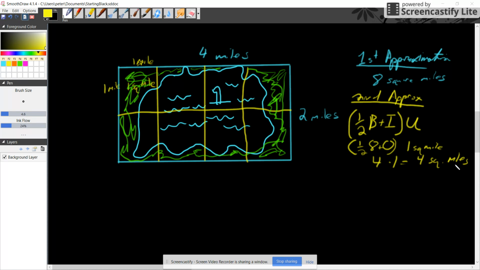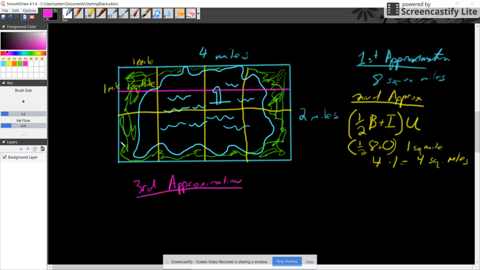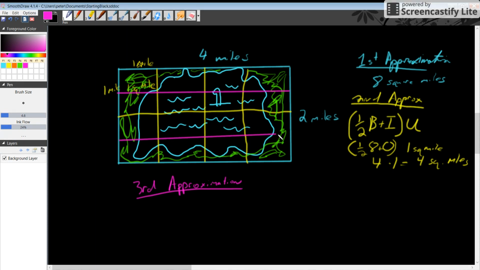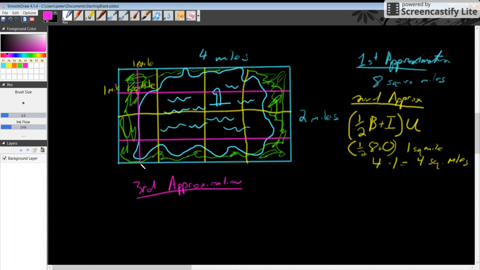Okay, let's do our third approximation. I'm going to do this one in pink, down here. I'm going to cut each of these square miles in half this way, and then in half this way.